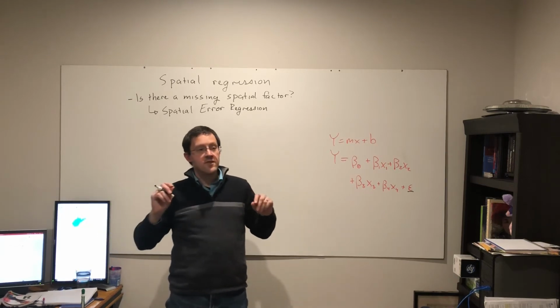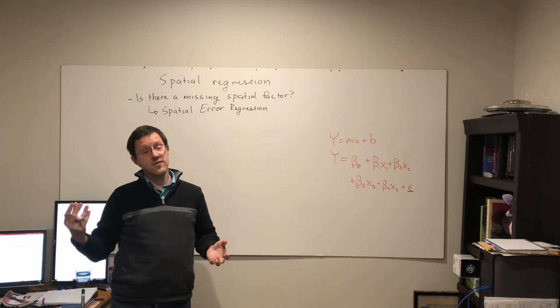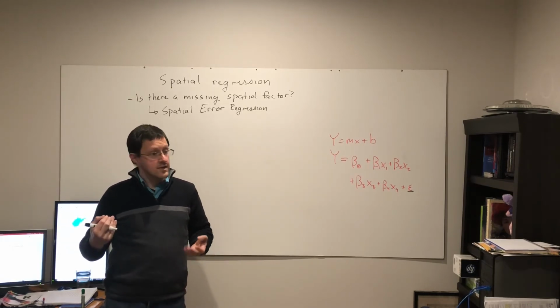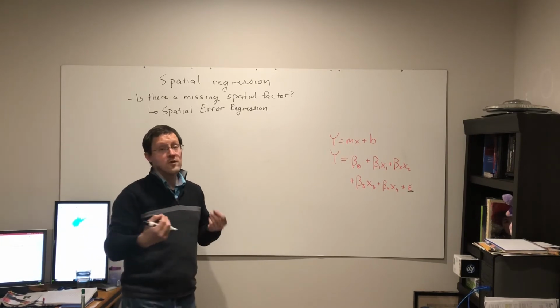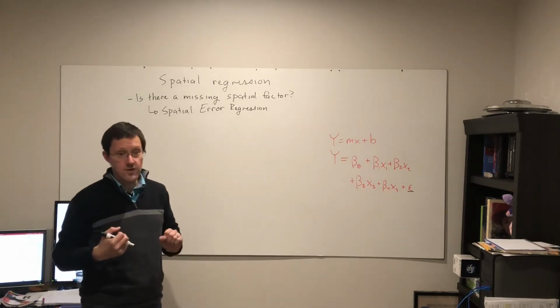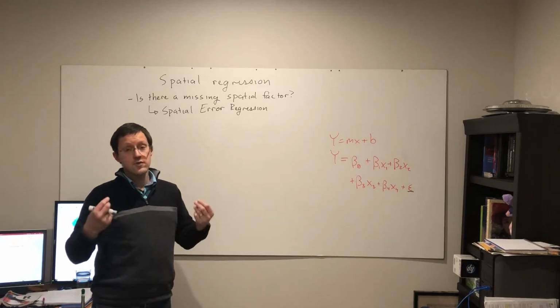if there is just some missing factor, some other geographic or spatial process that I don't think I've accounted for or included, even if I don't necessarily know what that is, or I have a good hypothesis of what it is, but I don't have the data for it, I can use something called a spatial error regression.